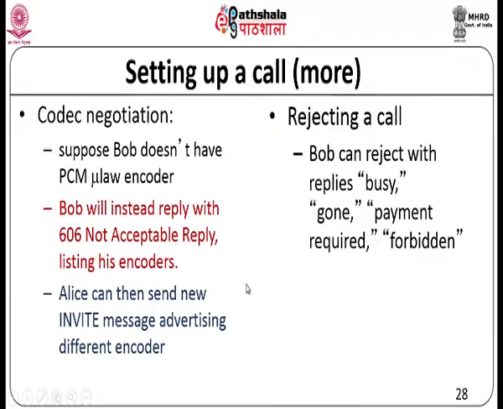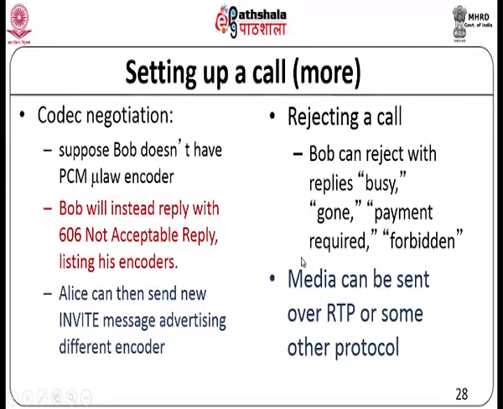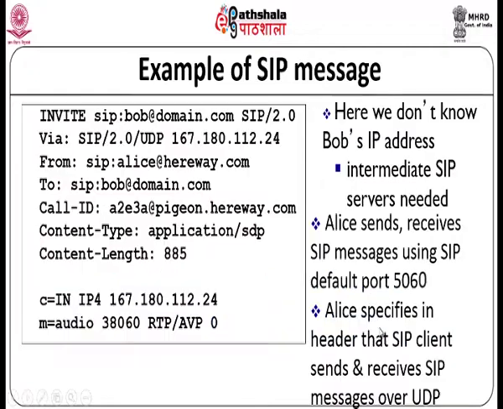Similarly, Bob can also reject the call. It could be rejecting for various reasons. It could be busy, gone, payment required, forbidden. There could be different messages that are used. Once that is done, you obviously cannot have the call completed. But if you allow the call to get completed, then media can be sent over RTP or even some other protocol. So that is basically what happens.